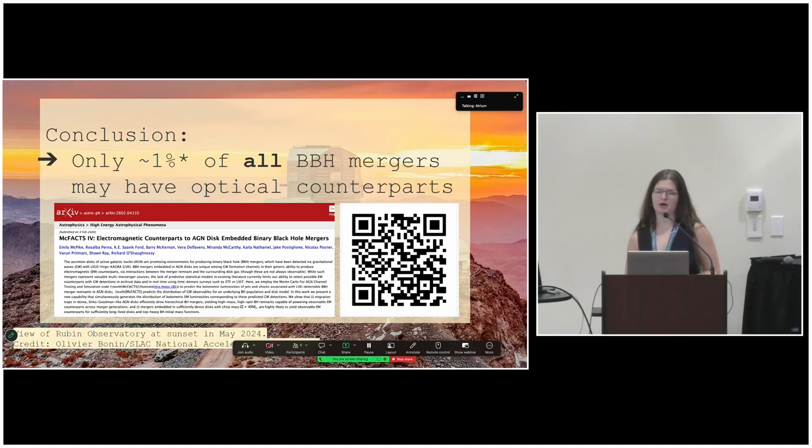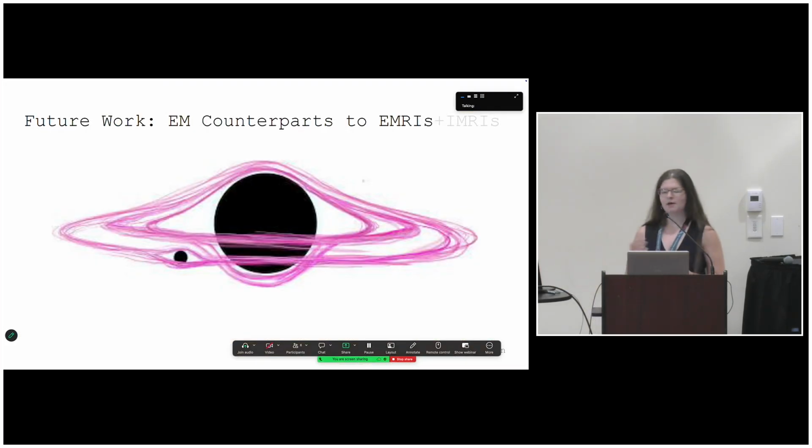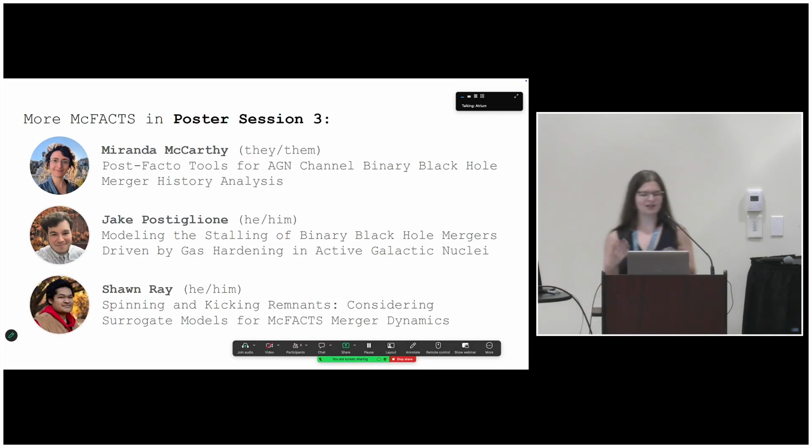If you'd like to know more about our methods and our future work, please feel free to take a picture and check out our recent paper, McFACTS 4. And we're planning to extend the capabilities of McFACTS to also predict multi-messenger signatures for EMRIs and IMRIs. And if you're excited to learn more about McFACTS, please come see our other group members here as well.